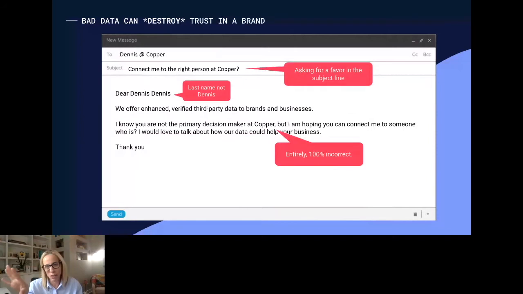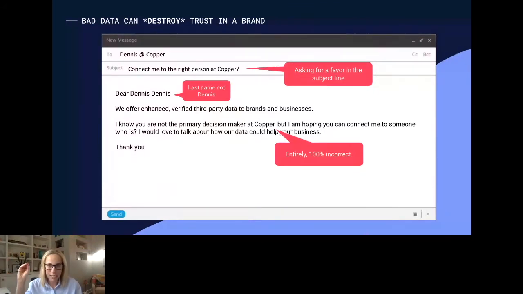This is one of my all-time favorite fails. It makes me laugh every time I look at it. This is a cold email addressed to Dennis. And the copy indicates that the sender knows that Dennis doesn't have the decision-making power of the organization, but perhaps he could pass this on to somebody who does. So Dennis, whose last name is not Dennis, is Copper's CEO. And the sender was none other than the supposed top prospect enrichment database.